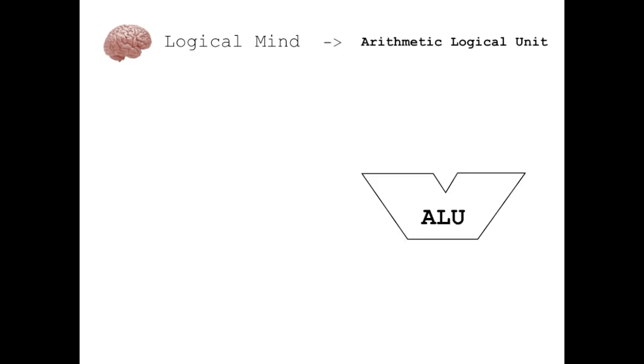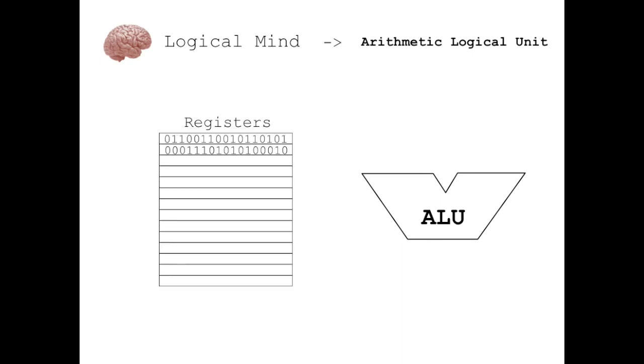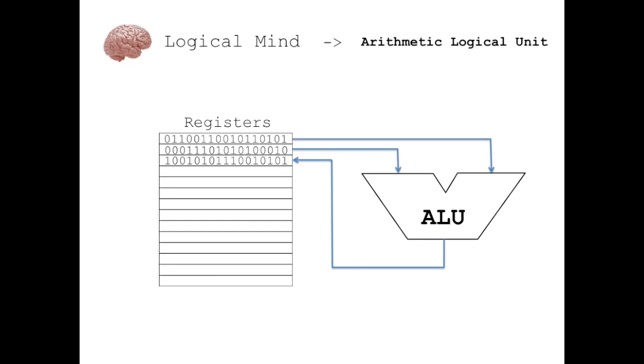Second, there is the logical mind of the computer, which is called the Arithmetic Logical Unit, or ALU for short. This is where the data in the registers are actually manipulated. The ALU usually takes two numbers from the registers and combines them in some way. Some of these combinations are mathematical, like add and subtract, and others are logical, like and or. And then, it puts the result back into a register. So for any operations that are mathematical or logical, which is actually most of what a computer does, the data will go through the ALU.